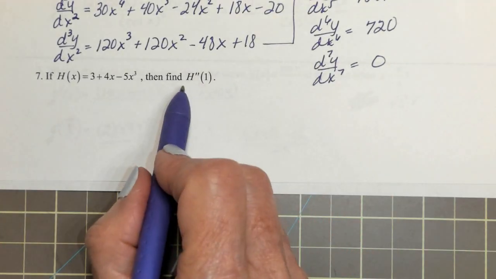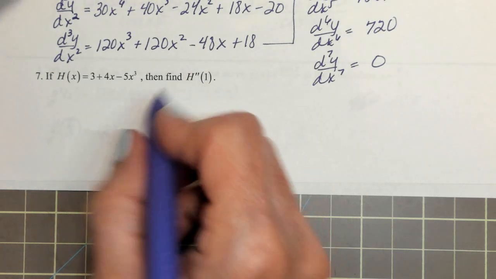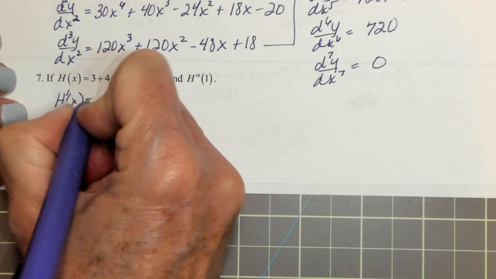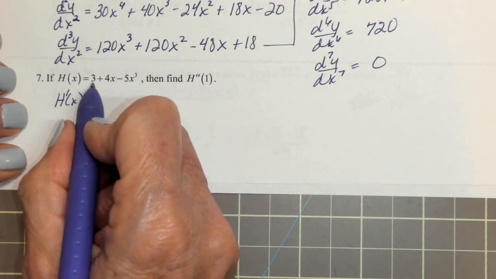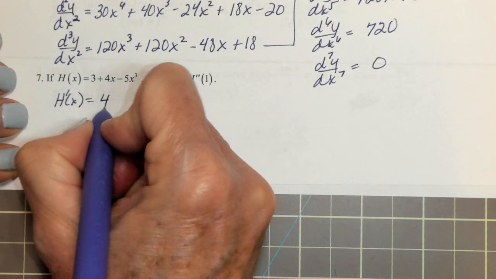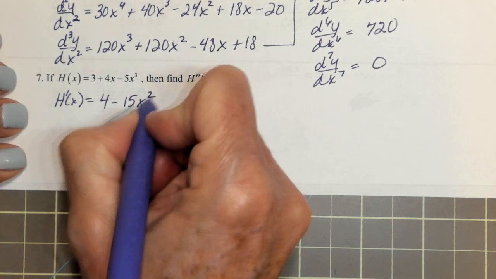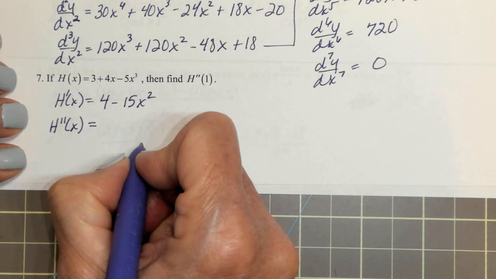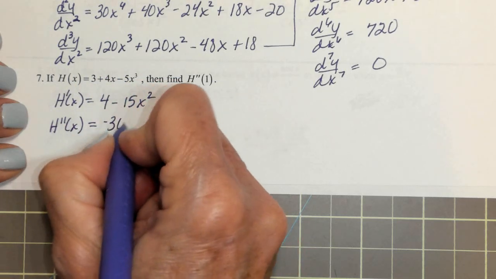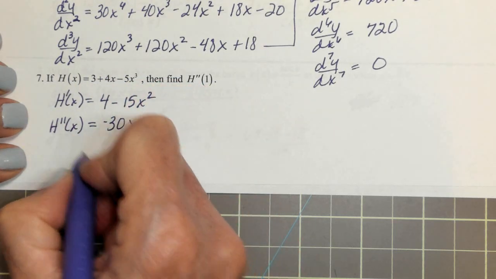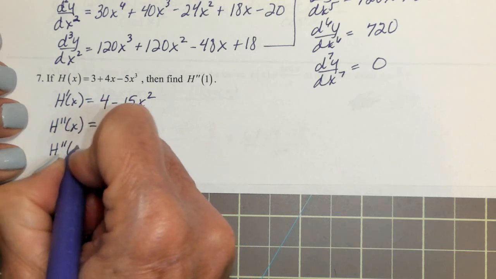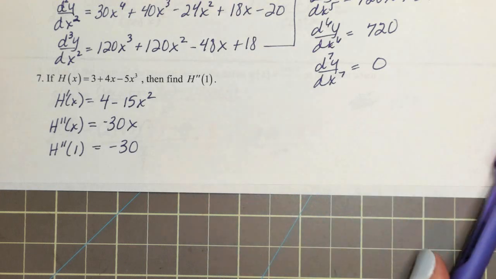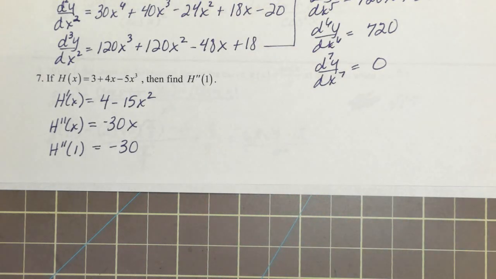Let's find h double prime at 1. So h prime of x will be, the derivative of 3 is 0. This is going to be a 4 minus 15x squared. The second derivative is negative 30x. So the second derivative at 1 is negative 30. And that is it for the quotient rule.